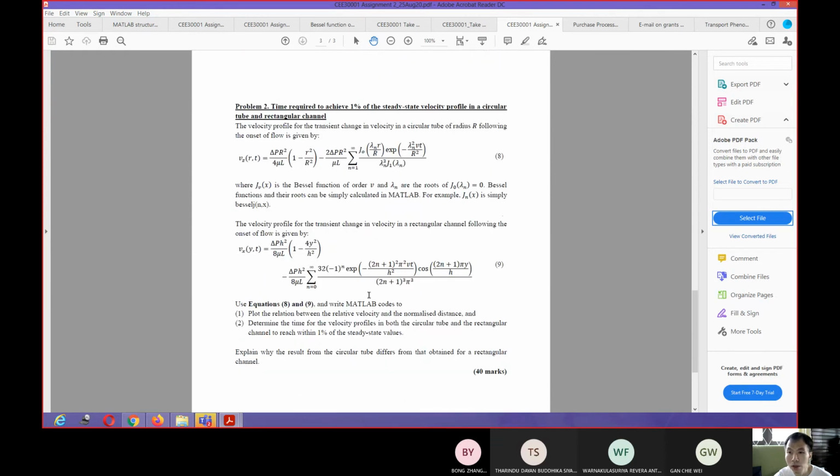Okay. And then the problem 2 here is the one that needs a lot of thinking and working with your friends. So this one is giving you the velocity profile for the transient change in velocity. So you need to know that this one is a function of r and time. Okay. Then the question here is the time required to achieve 1% of the steady-state velocity profile in a circular tube and rectangular channel. So you plot the relation between the relative velocity and the normalized distance and determine the time for the velocity profile in both the circular tube and rectangular channel to reach within 1% of the steady-state values.